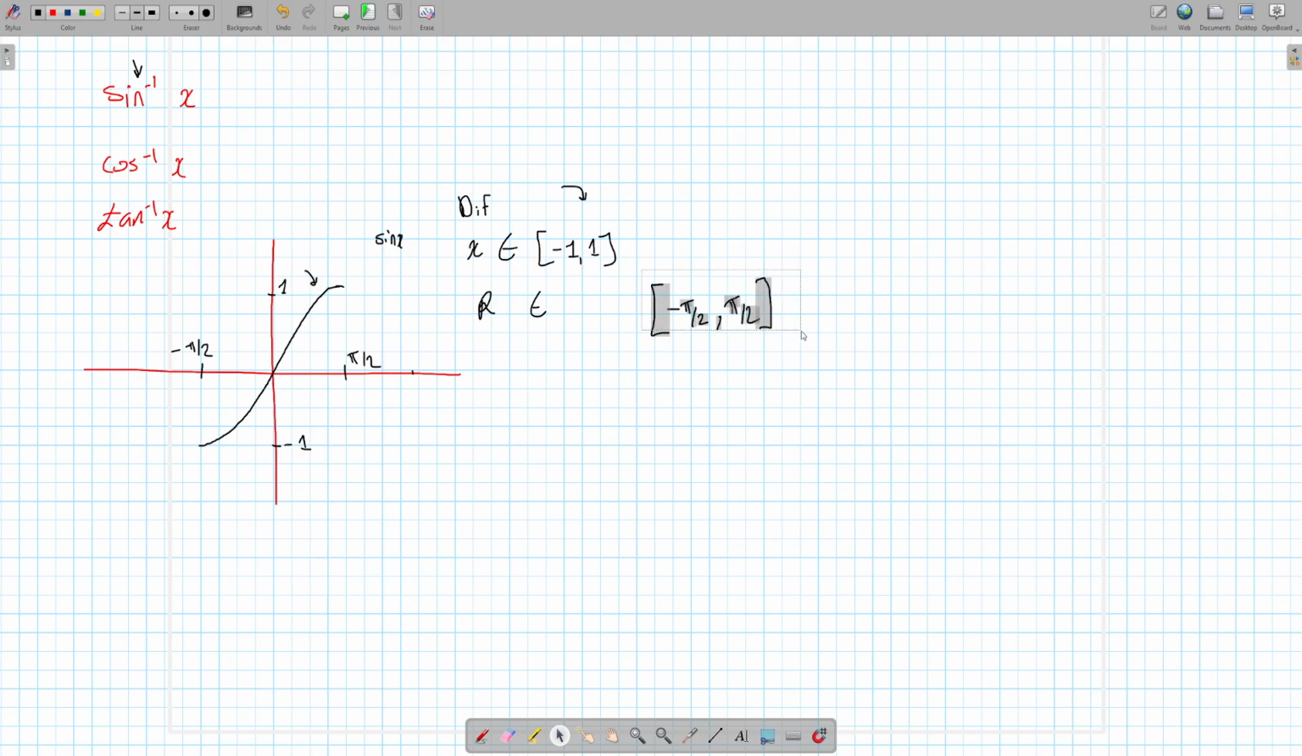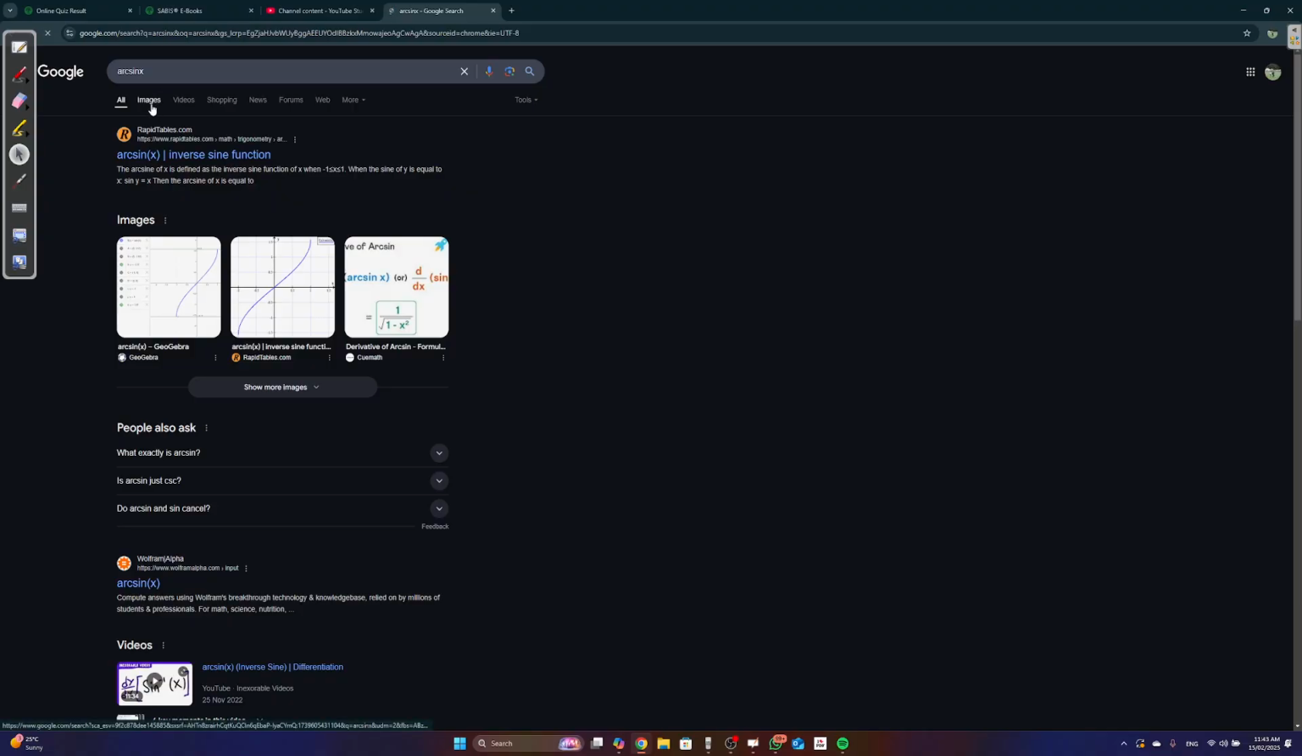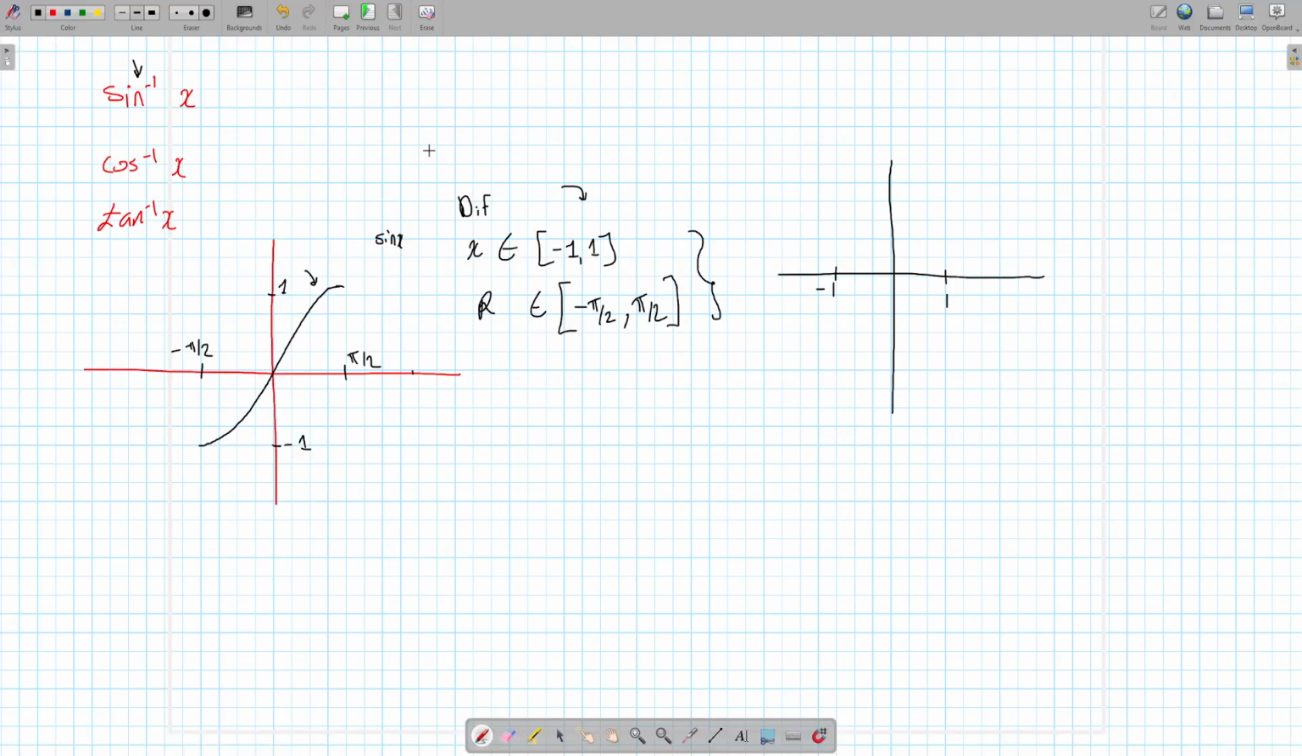So how does sine inverse look? You need to know this. Its domain is from minus 1 to 1. Its range is minus pi over 2 to pi over 2. So it's going to look like this. Minus 1 over here, 1 over here. I don't remember the shape, let me see. Arc sine x. Yeah, like this. It looks almost the same. When this is going like that, it goes like this.